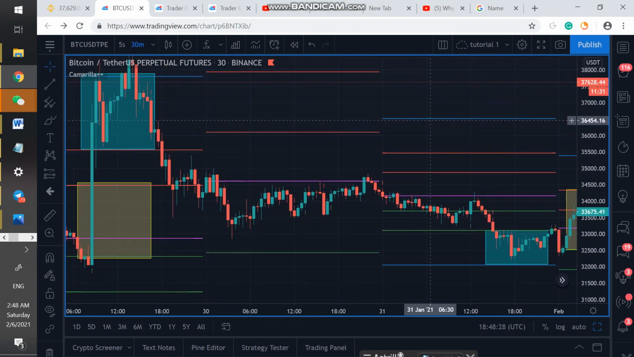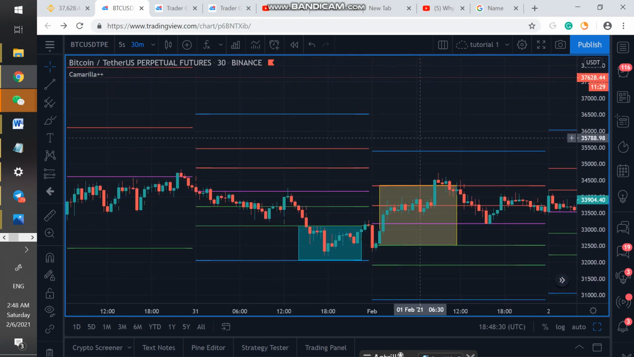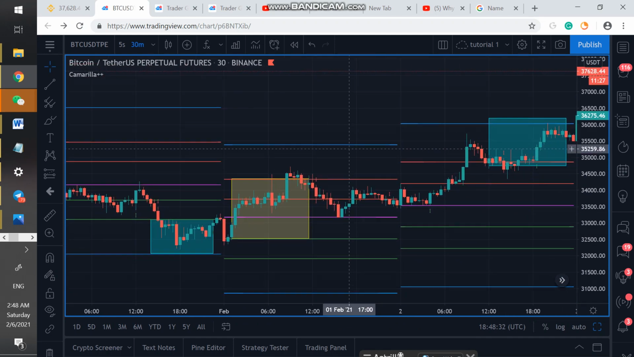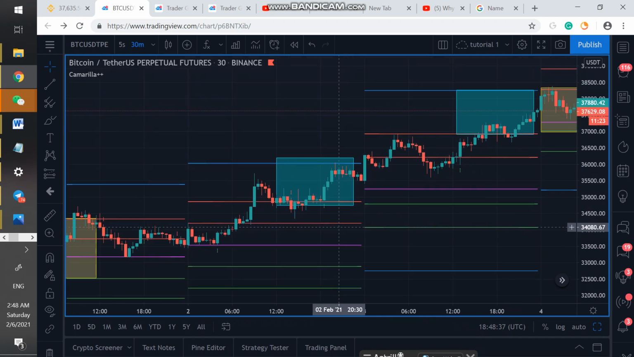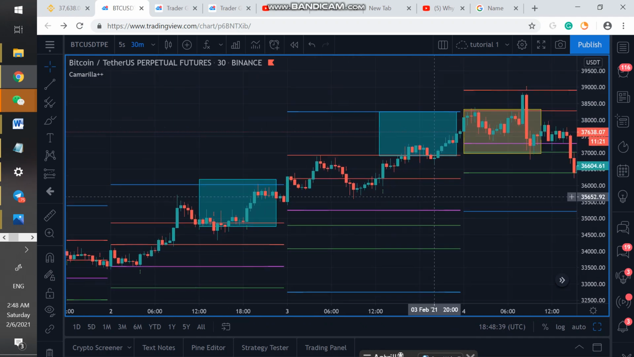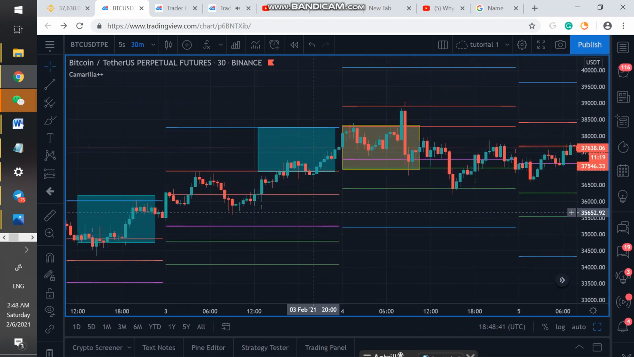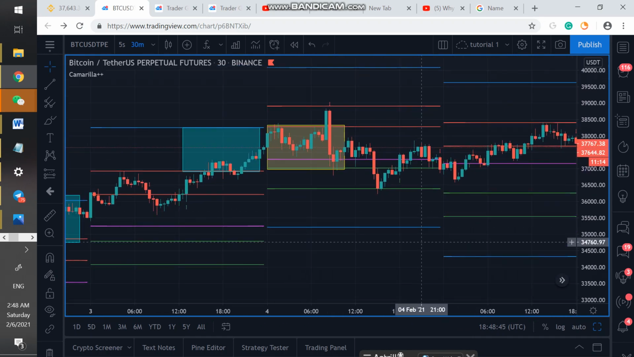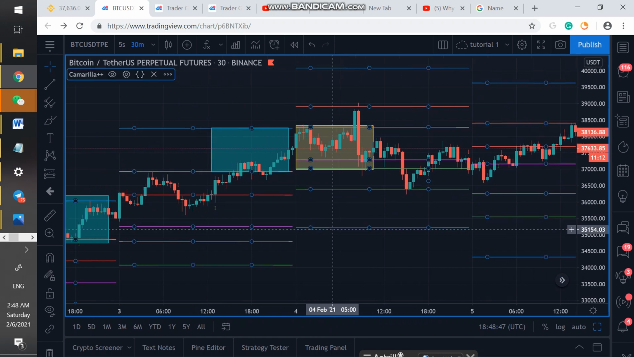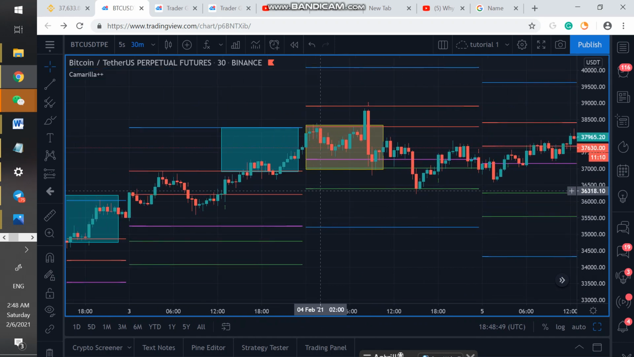Sometimes with the Camarilla system, you really need to trust the stop loss. Sometimes it comes really close. But if it gets hit, you can reassess. Maybe you can re-enter, or you can wait for the next trade. Either way, this system regularly gives you two great opportunities generally to enter a trade a day.